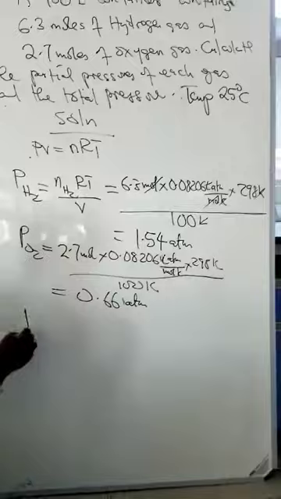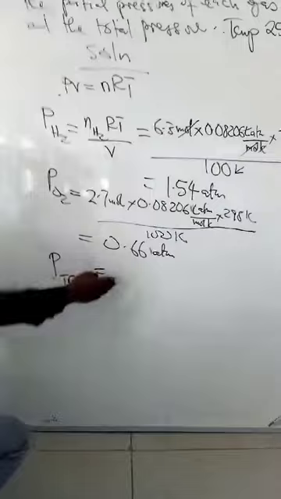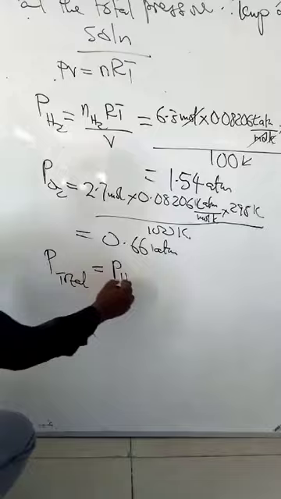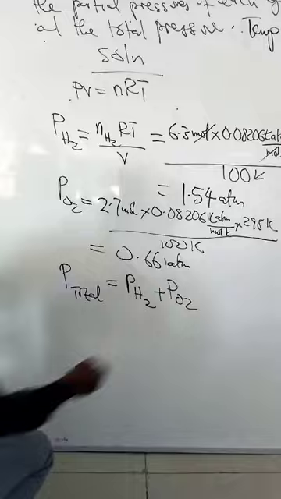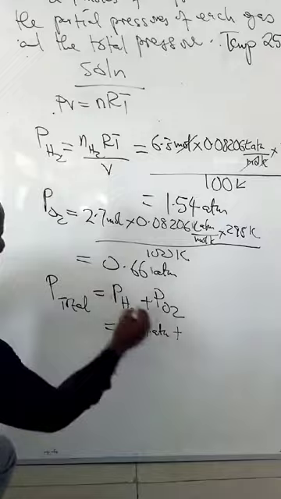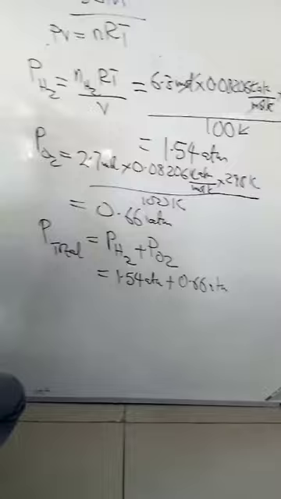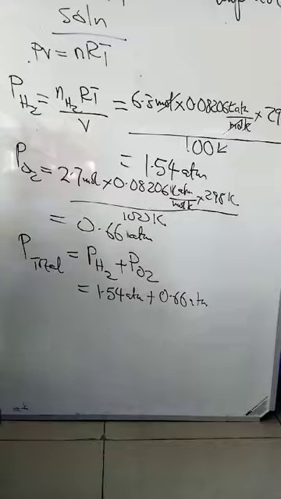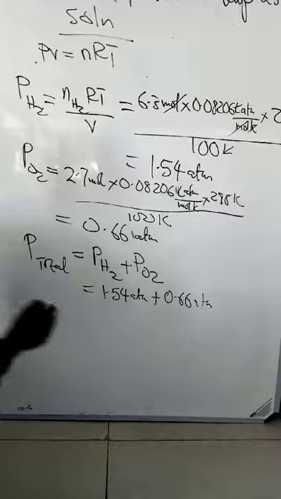Then from Dalton's law, it says that the total pressure is equal to the sum of the individual gas molecules in the container. So it will be the partial pressure of hydrogen gas plus the partial pressure of oxygen gas. So you simply add the two. So partial pressure of hydrogen, we have 1.54 ATM plus 0.66 ATM. So we add 1.54 plus 0.66. So it is giving us 2.2 atmospheres. So this is the partial pressure of the mixture of gases in this container.